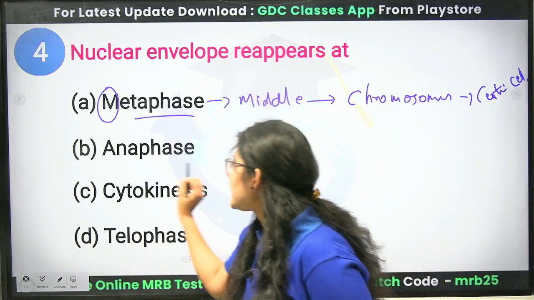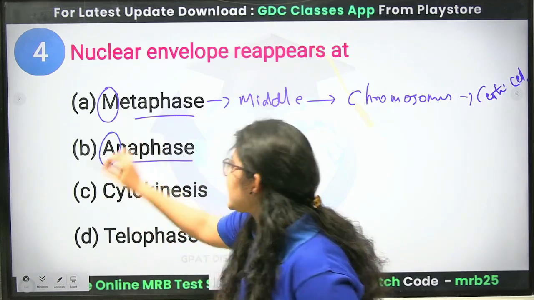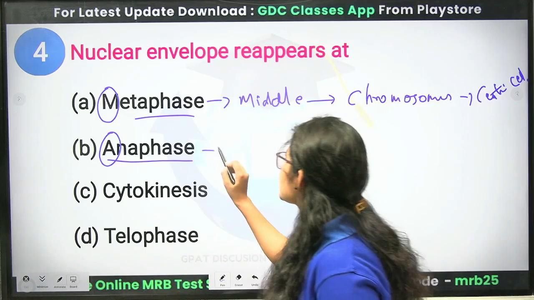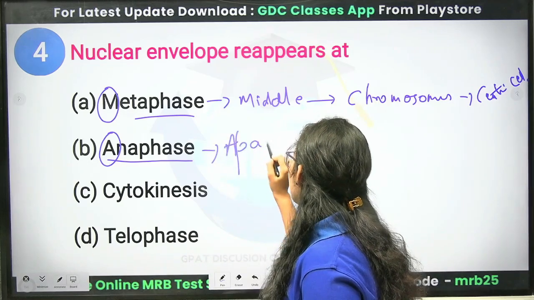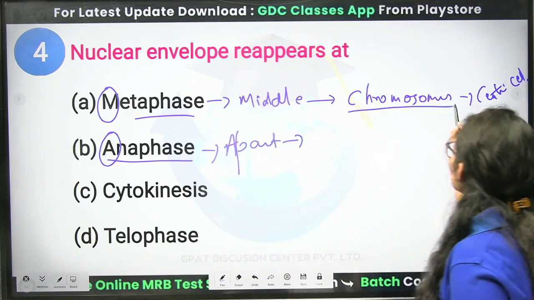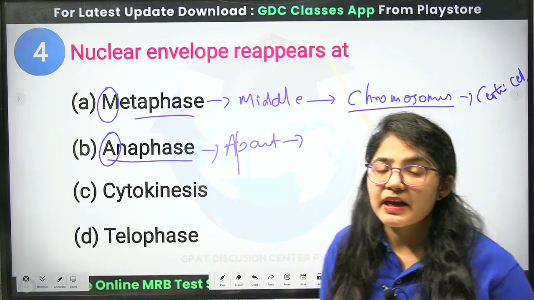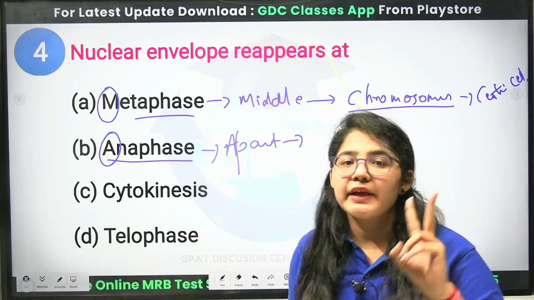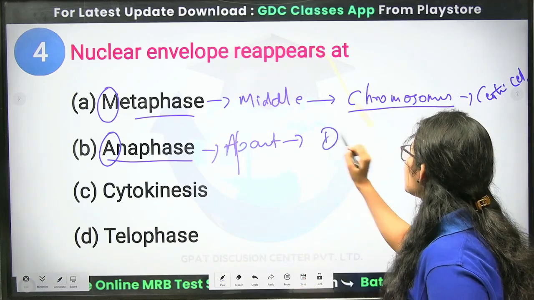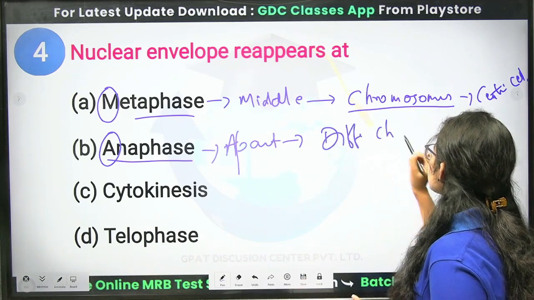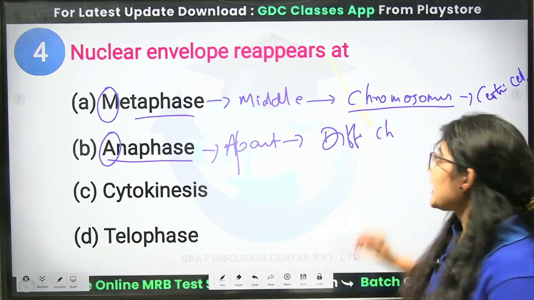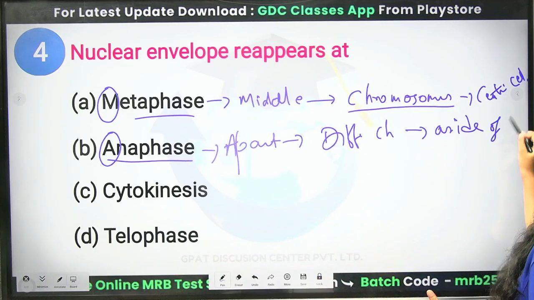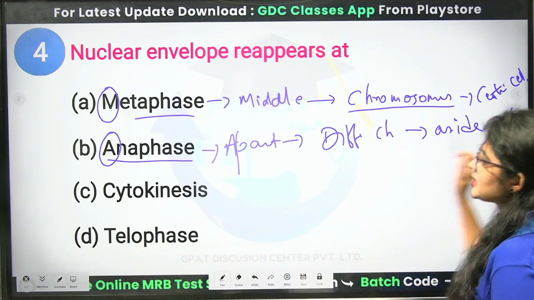Next we have anaphase. From this A or ana, you can understand apart. The chromosomes which are in the center of the cell now will divide into two separate chromosomes. The different chromosomes are now developed and move aside in the cell. Clear? This is your anaphase.